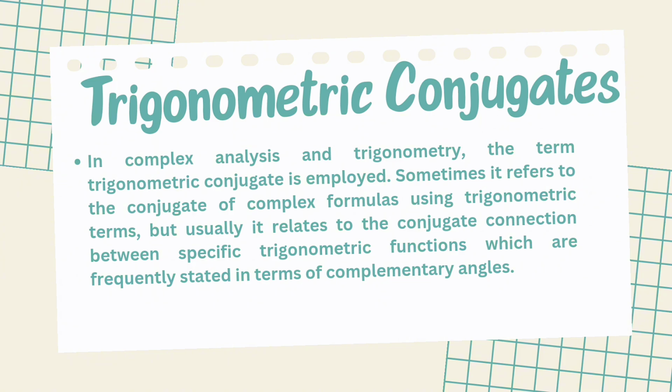Proving trigonometric identities. In complex analysis and trigonometry, the term trigonometric conjugate is employed. Sometimes it refers to the conjugate of complex formulas using trigonometric terms, but usually it relates to the conjugate connection between specific trigonometric functions, which are frequently stated in terms of complementary angles.